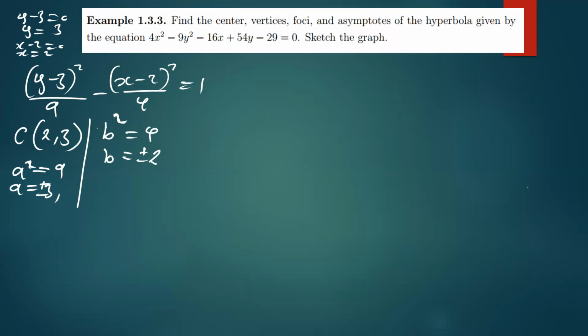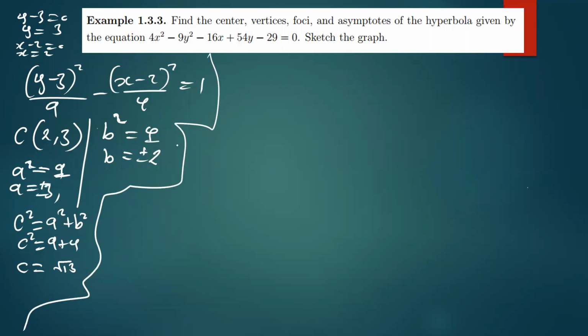Okay. So after finding a and b, you can now find what c is. c will help you find the focus and also the eccentricity. So we know that c squared is equal to a squared plus b squared. So our c squared is equal to, the value of a squared is 9, the value of b squared is 4. So we say 9 plus 4. So our c is therefore going to be the root of 13.